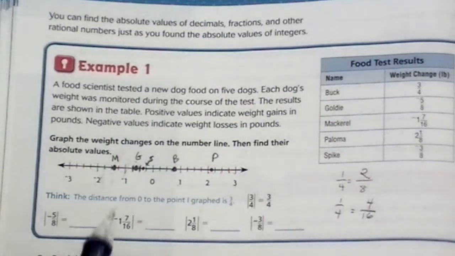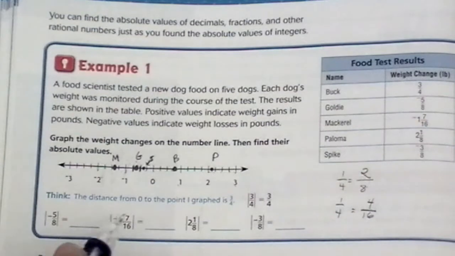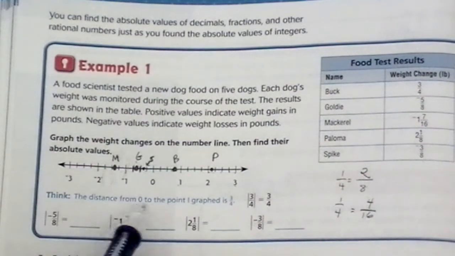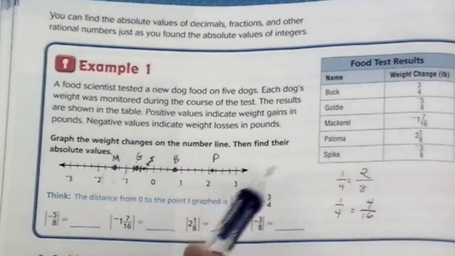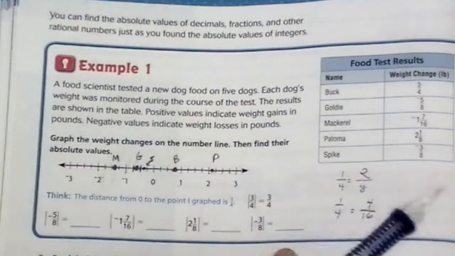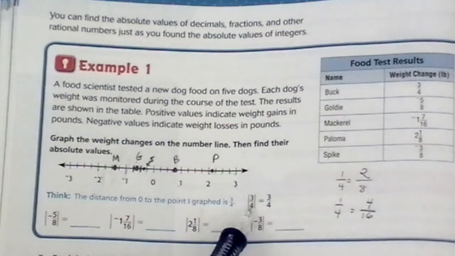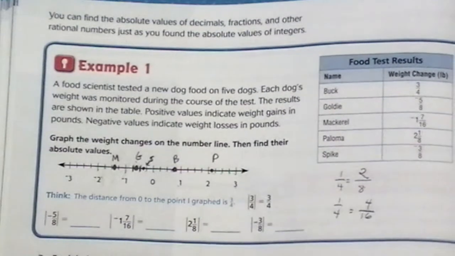All right, so now we're going to answer some of these questions. The distance from 0 to the point I graphed is 3/4. I guess they're talking about the first one there for Buck. Therefore, the absolute value of 3/4 is 3/4.